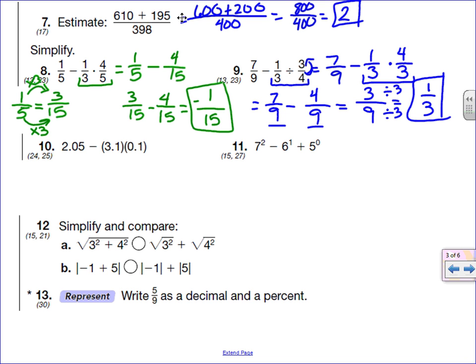In number 10, I need to multiply before I subtract. So I'm going to do this first. And basically, I'm going to be multiplying 31 times 1, which is just going to give me 31. And then I look at how many decimal places did I ignore. I ignored 1, 2 decimal places, so I moved the decimal over 1, 2 spots. So it's now 0.31. So I have 2.05 minus 0.31.